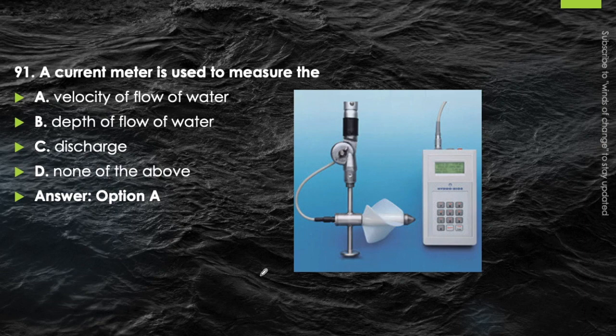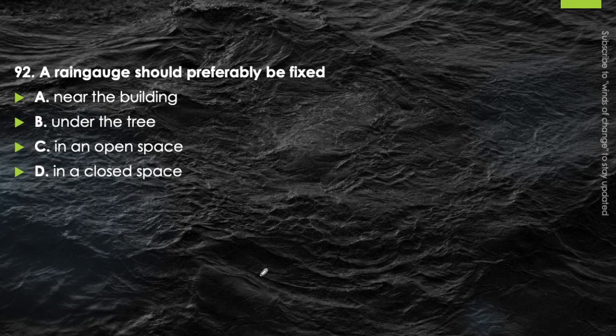Next question. A rain gauge should preferably be fixed near the building, under the tree, in an open space or in a closed space. Just think about it. For the rain gauge, there should not be any obstruction in the precipitation. Near the building, there will be obstruction. Under the tree will be an obstruction, while in the open space there will be no obstruction. So that is why we keep the rain gauge in the open space. So option C will be the correct answer.